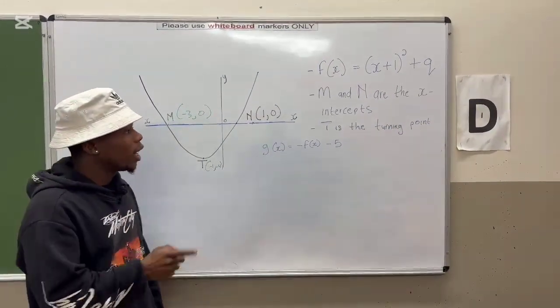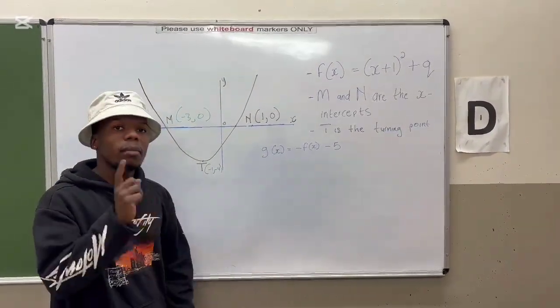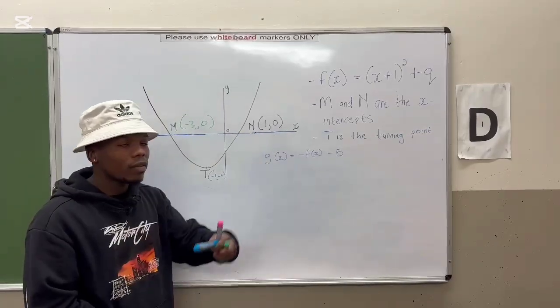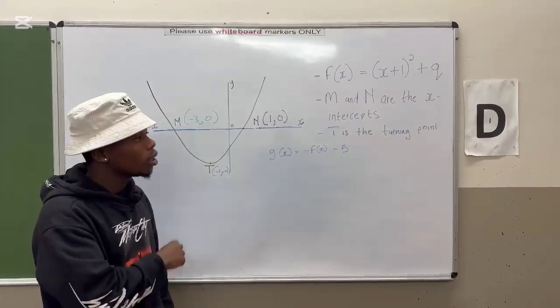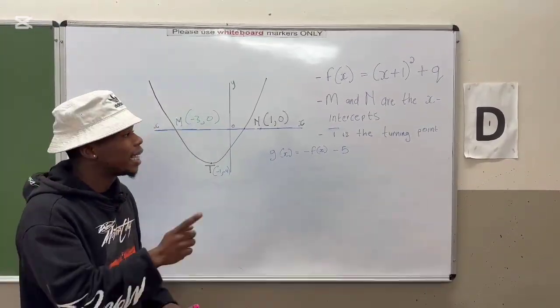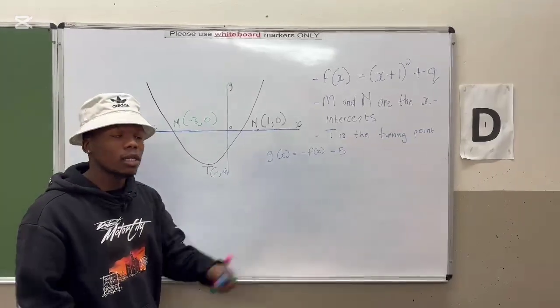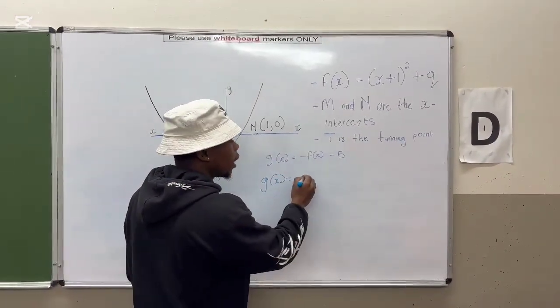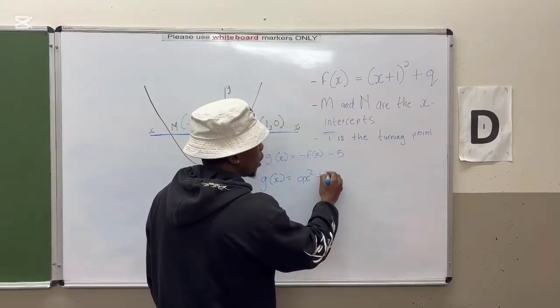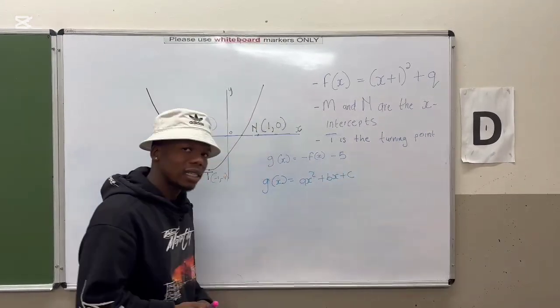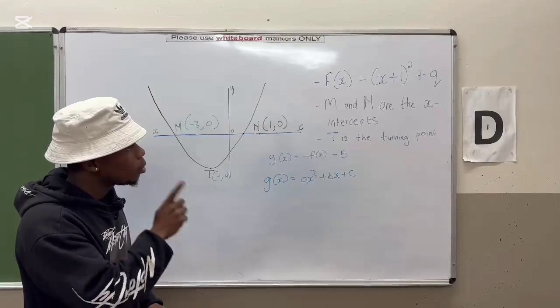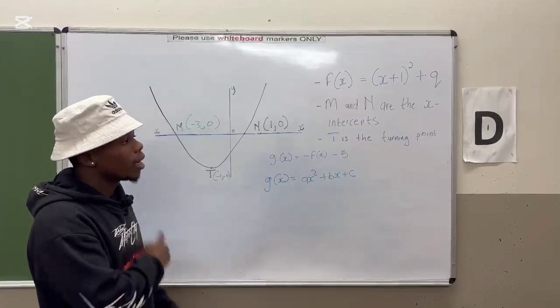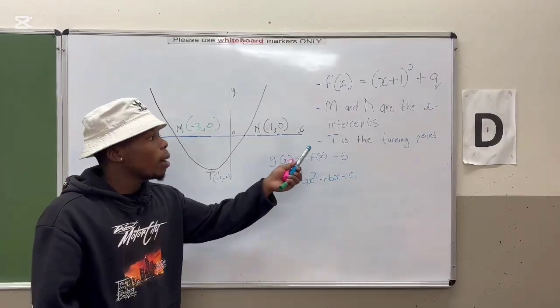Now guys, we are given that g of x is given by minus f of x minus 5. The first question, according to this statement, says to determine the equation of g of x in the form of ax squared plus bx plus c. But let's remember that the most important statement is that g of x is given by minus f of x minus 5.